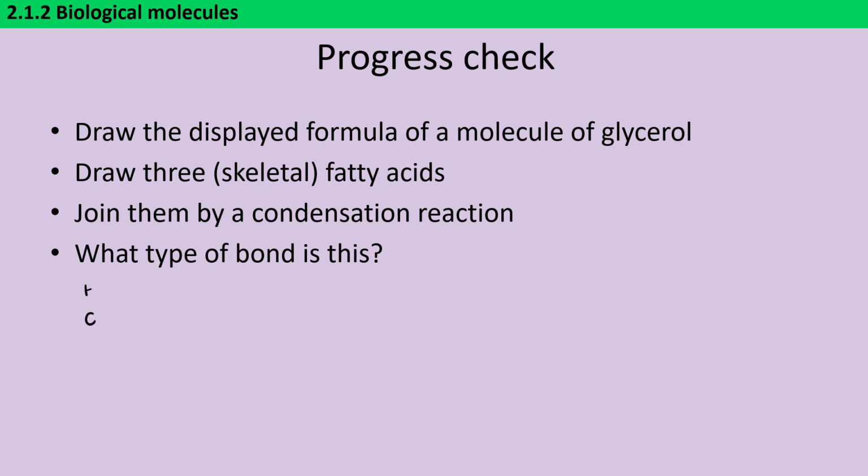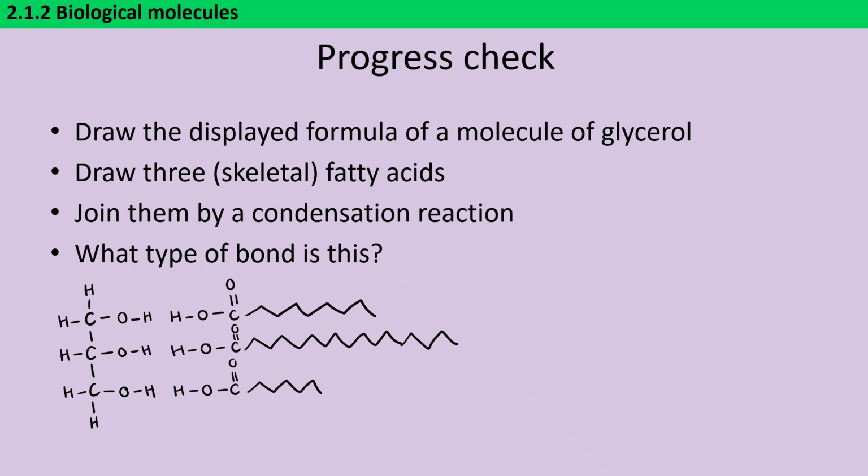So your glycerol molecule should look something like this. Your fatty acids all need to have the carboxylic acid group on the end, the carboxyl group, and then some kind of zigzag to represent that hydrocarbon chain, but the length is not going to matter. And then when you join them together, we're going to lose a water molecule in each instance and join them up, and this type of bond is an ester bond.